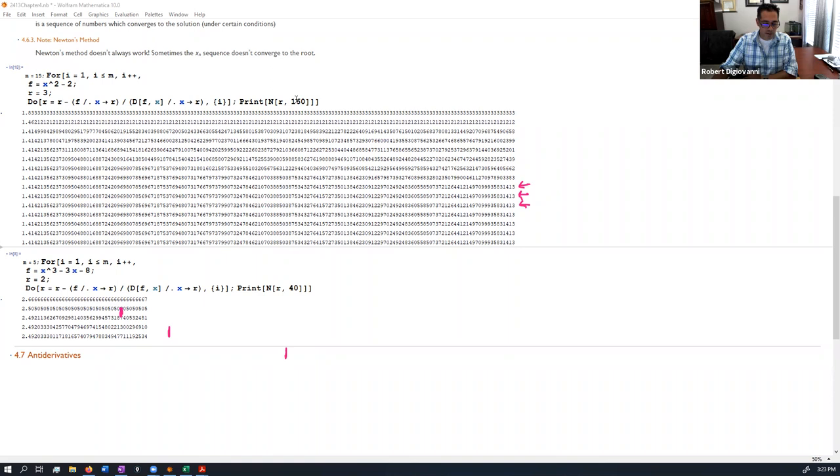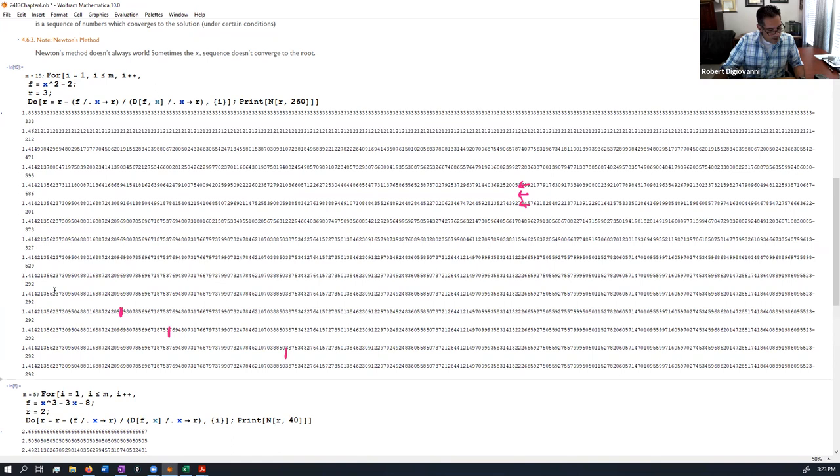Now I'm just having fun. Let me see. It's carrying on to the next screen. I can't quite fit it all on here, but it looks like right around here, these are the same. That's correct to 260 decimal places. A very, very powerful formula, Newton's method.